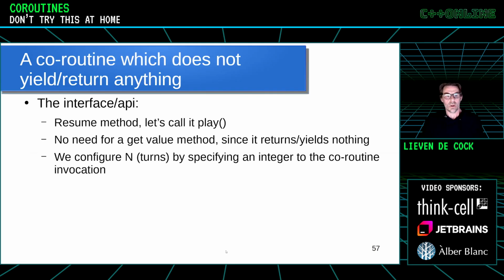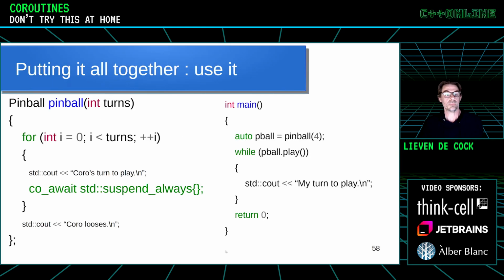How would our coroutine interface, our coroutine API look like? Let's call our resume method play. Play a ball on the machine. There is no need for a getValue method, so yay, one function less to implement in the promise type, so that's good. And we will configure how many turns we are allowed to play. So that's the coroutine function argument.